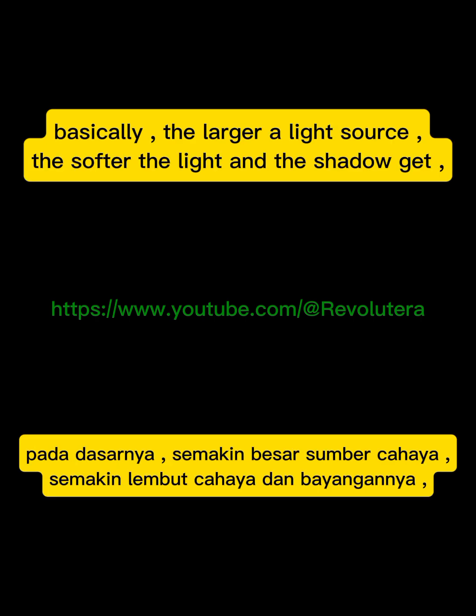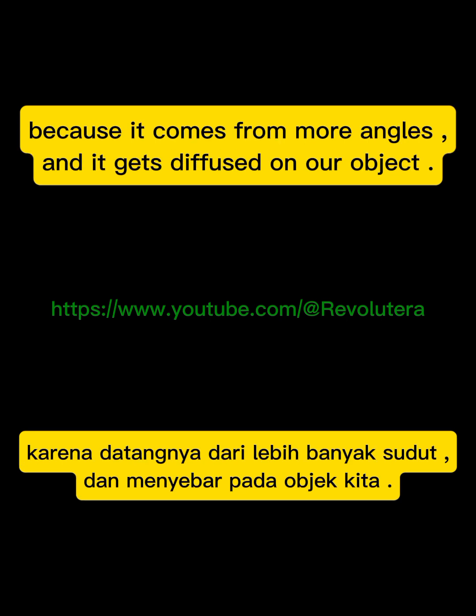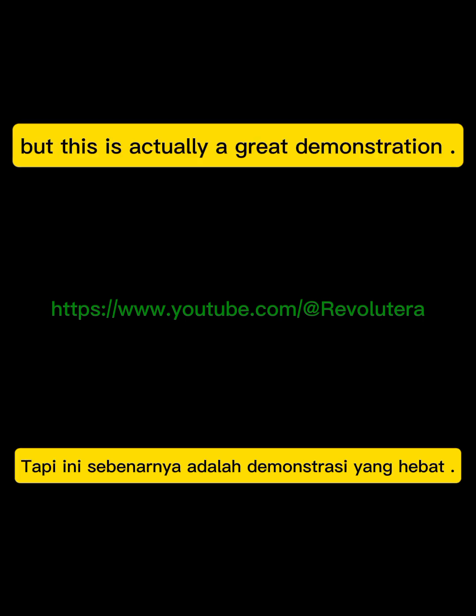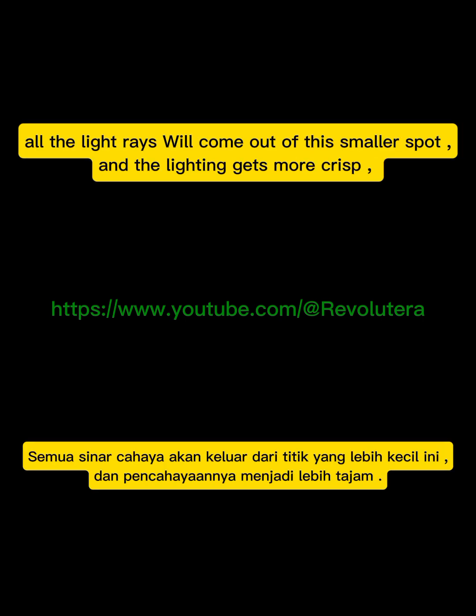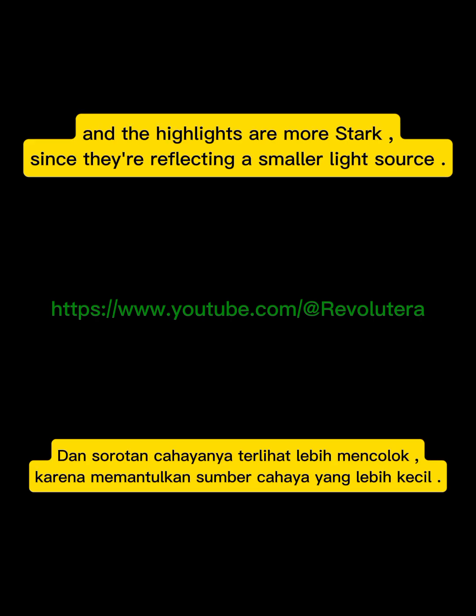Basically, the larger a light source, the softer the light and the shadow get. Because it comes from more angles, and it gets diffused on our object. But this is actually a great demonstration. All the light rays will come out of this smaller spot, and the lighting gets more crisp. And the highlights are more stark, since they are reflecting a smaller light source.